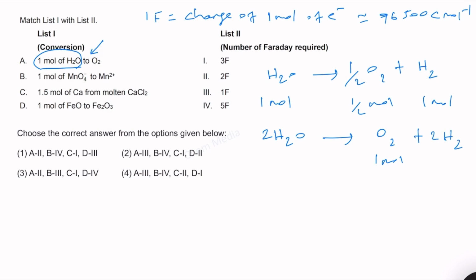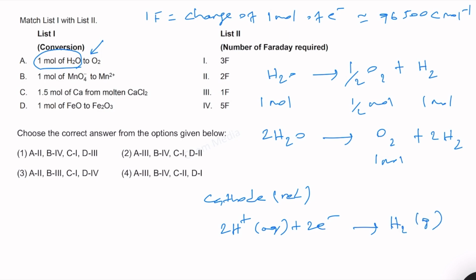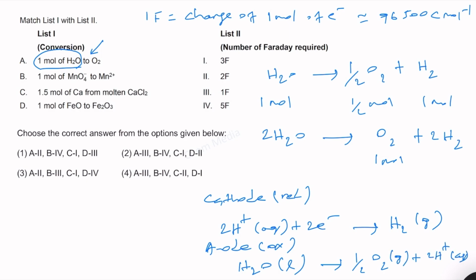In presence of an acid, the half reactions happening are as follows. At the cathode, reduction will be happening. If you have 2 H plus ions, then we get H2 gas. At the anode, oxidation will be happening. So, if we have 1 mole of water, that would give half a mole of O2 and 2 H plus, and the charge required is 2 moles of electrons.